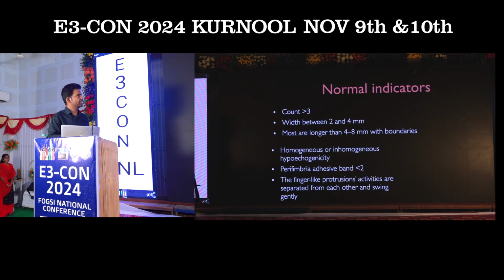So normal indicators for fimbria are count more than 3 with width around 2 to 4 mm with clear-cut boundaries and homogeneous hypoechogenicity, and with perifimbrial adhesive bands less than 2, and with finger-like protrusions which are separated well from each other.